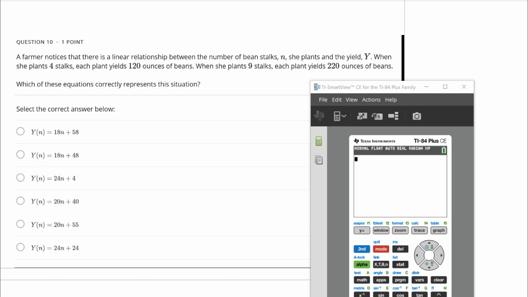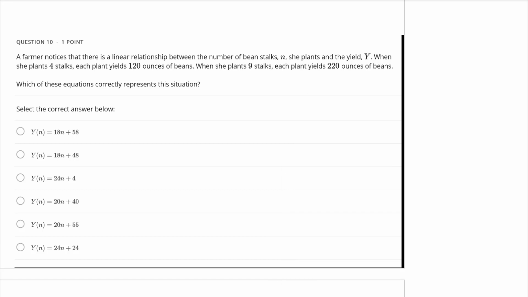So in this case, you can use your graphing calculator to help you out. What's going on is you have to make sure that you understand our vocabulary here. So we want a linear relationship. Hopefully you remember, for our linear equation, we refer to that as the slope-intercept form, which is y is equal to mx plus b. And they have given us some values. We have stalks, and we have how many it yields, right?